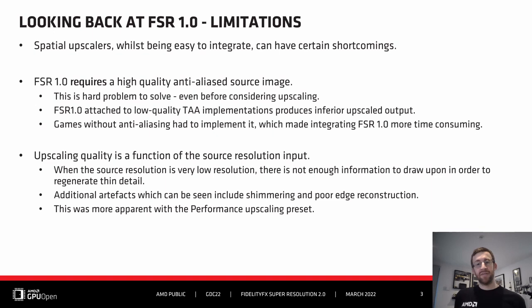Despite the advantages, spatial upscalers have some limitations. FSR1 requires a high-quality anti-aliased source image as input. Lower upscale quality was tracked down to be caused by poor temporal anti-aliasing implementations many times. Quite some time had to be spent improving anti-aliasing before starting to consider the upscaling component. Additionally, upscaling quality is a function of the source resolution input. This was more apparent with the performance scaling preset, where artifacts such as shimmering and poor edge reconstruction could be seen.